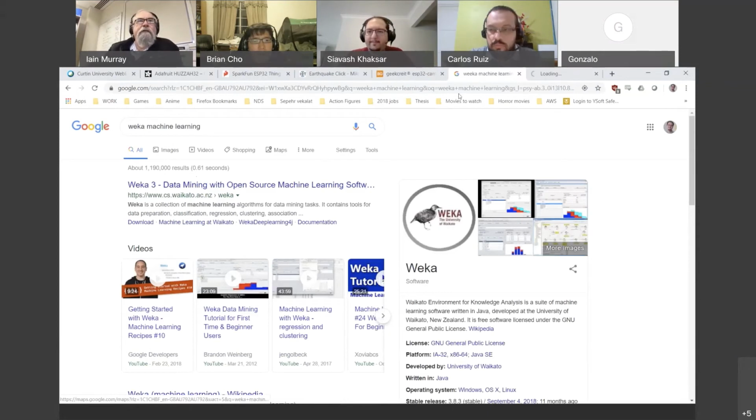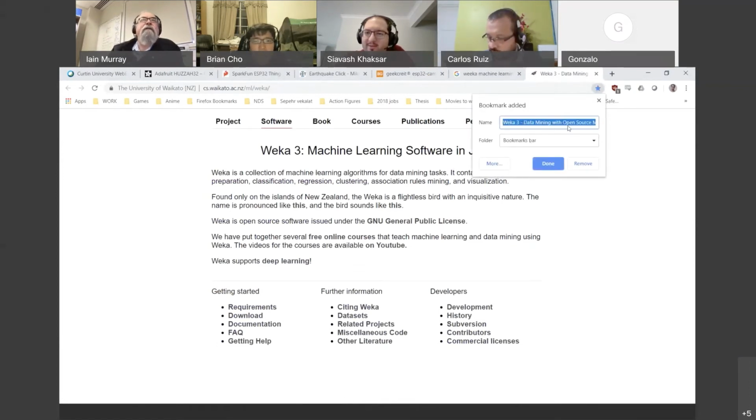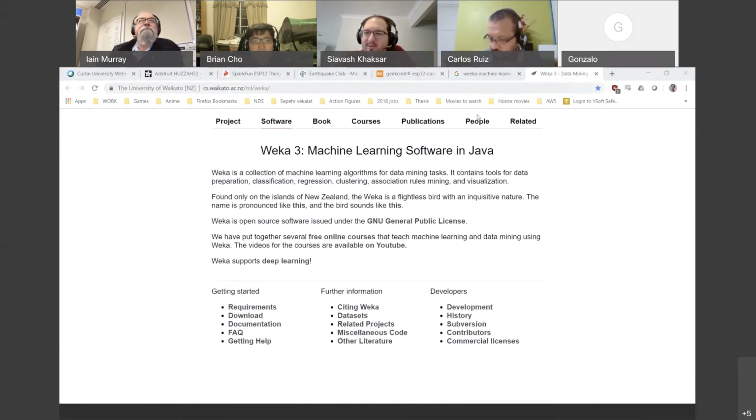Completely open source, free to use. Somebody said best thing to come out of New Zealand. Machine learning software in Java. The GNU public license is the key to it. Anything you develop with it, you're not allowed to copyright, so just be aware of that. But it also means that anything you develop, you don't have to pay anyone else for.